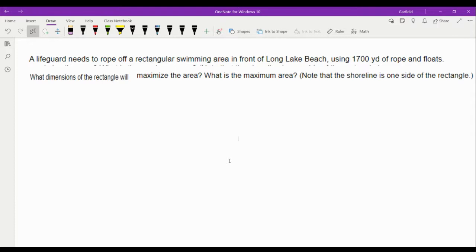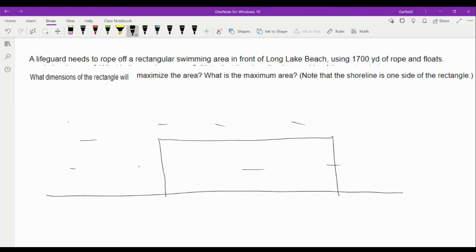All right, so you guys can mentally see this, maybe. So here's our shoreline. We have the water out here somewhere. We're going to rope off a rectangular area in front of the beach, with some buoys, some floats on it to keep it afloat. So that's a rectangular area. Now we need to come up with some equations for this, right? So what do we know?